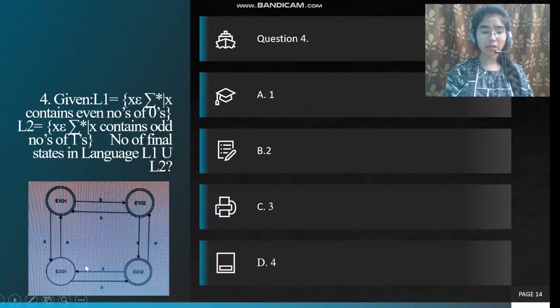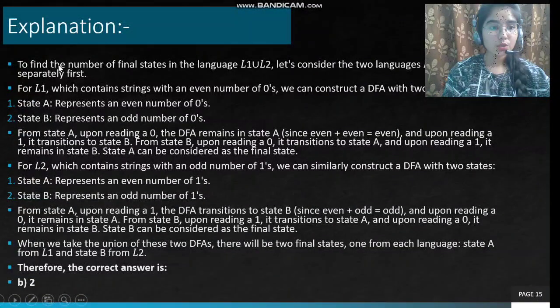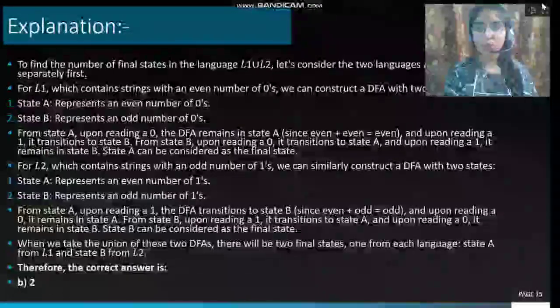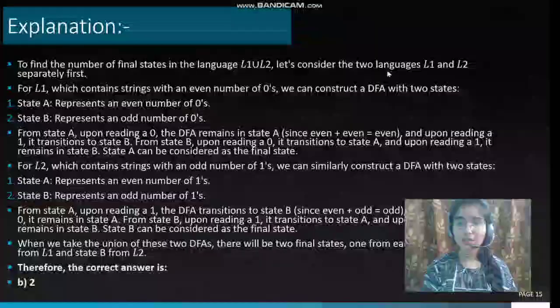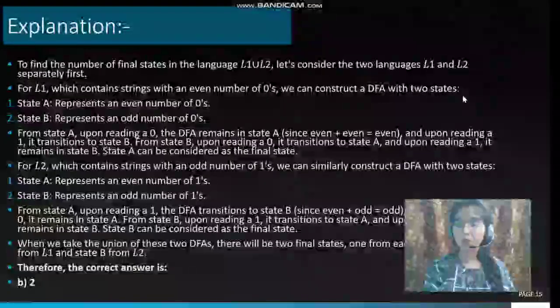We are given a diagram with the help of which we can solve this question. Let's get started with our solution. To find the number of final states in the language L1 union L2, let's consider the two languages L1 and L2 separately first. For L1, which contains strings with an even number of zeros, we can construct a deterministic finite automata with two states.